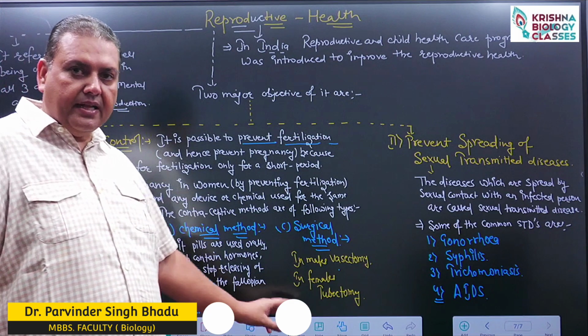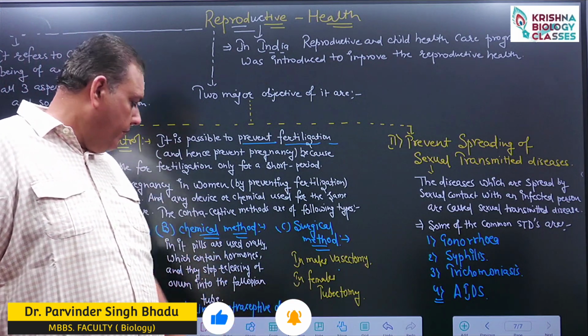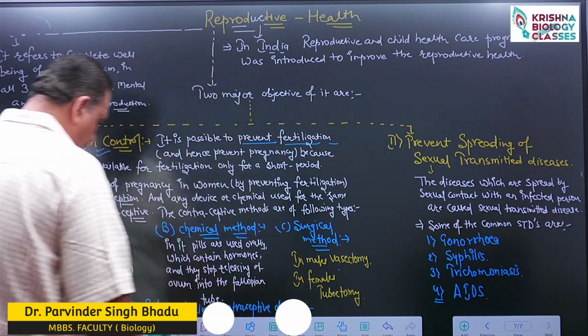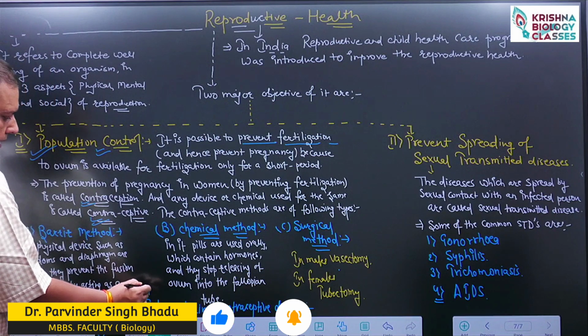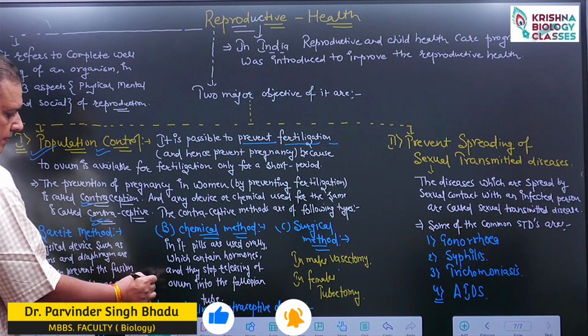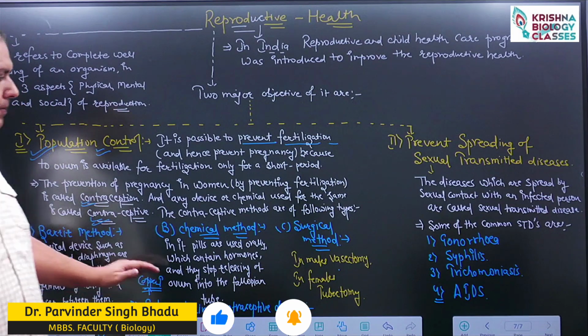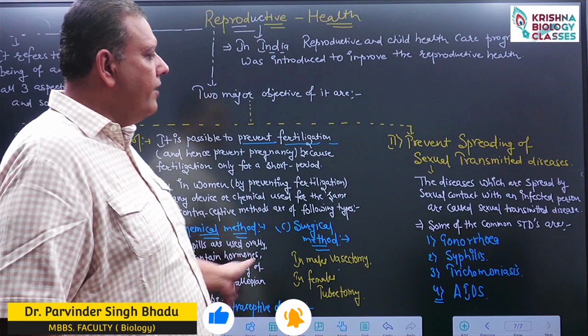Intrauterine devices are contraceptive devices. A common example of them is the copper T. They do not allow the implantation inside the uterine cavity.